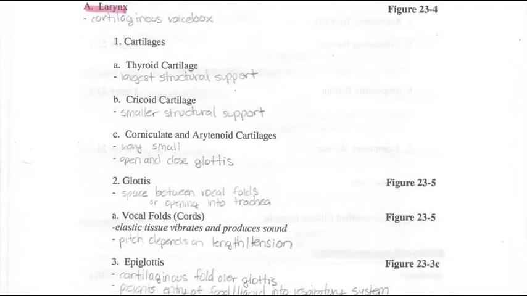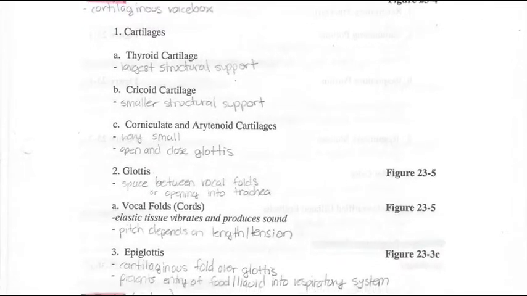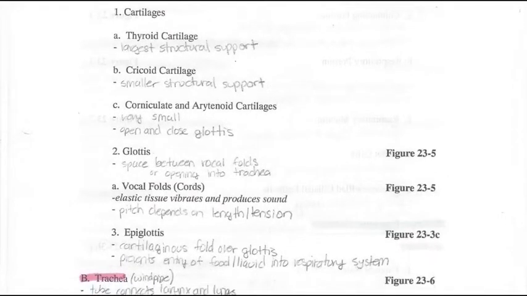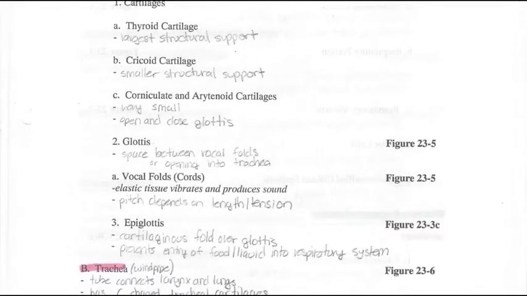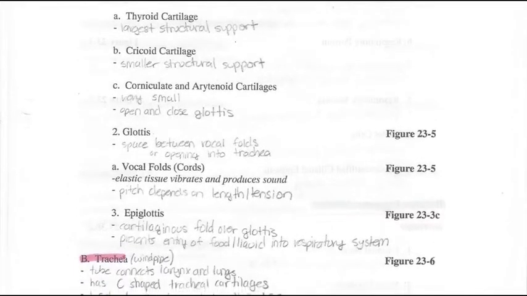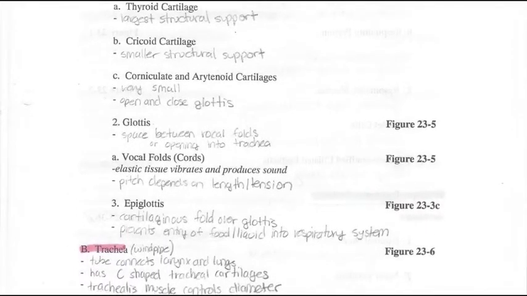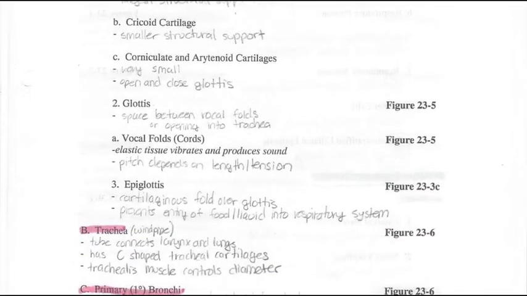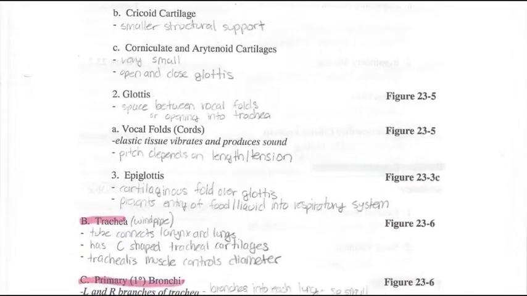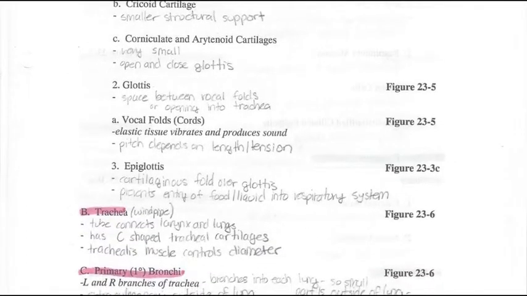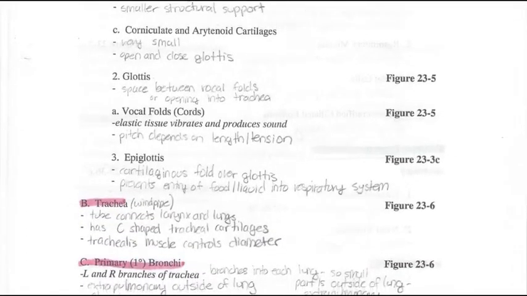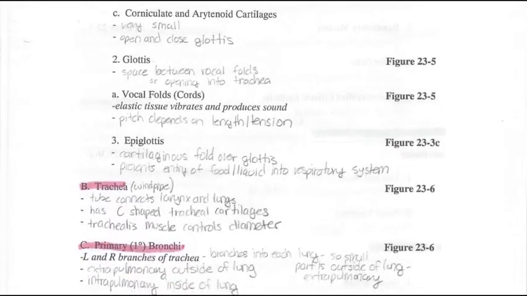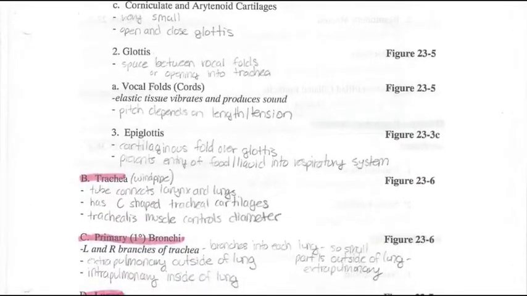2. Glottis. This is the space between vocal folds or the opening into the trachea. A. Vocal folds or cords. These are elastic tissues that vibrate and produce sound. Pitch depends upon length and tension. 3. Epiglottis. These are the cartilaginous folds over the glottis. It prevents the entry of food and liquid into the respiratory system.